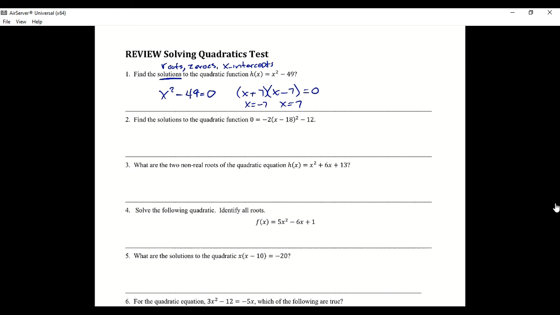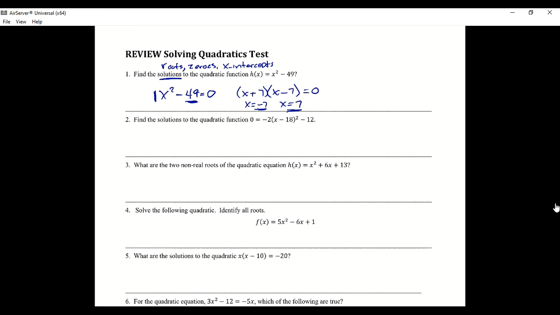More importantly, or even easier, if you look at this, since we have a coefficient of 1 right here, what's the square root of 49? -7, +7. So without doing anything at all, you can look at this and see what the solution is going to be. All right, moving on to number 2.